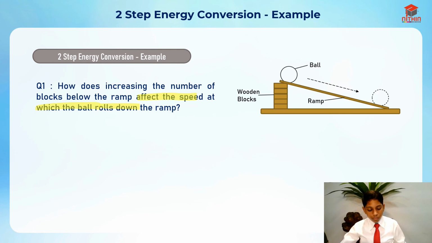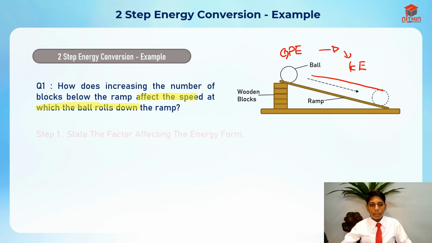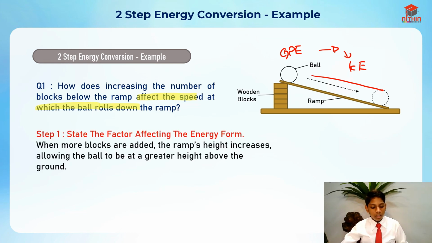This is basically gravitational potential energy. At the start, the ball has gravitational potential energy, and all of this is basically kinetic energy. So it's gravitational potential energy to kinetic energy. Step 1, state the factor affecting the energy form, which is the height of the object above the ground. When more blocks are added, the ramp's height increases, allowing the ball to be at a greater height above the ground.